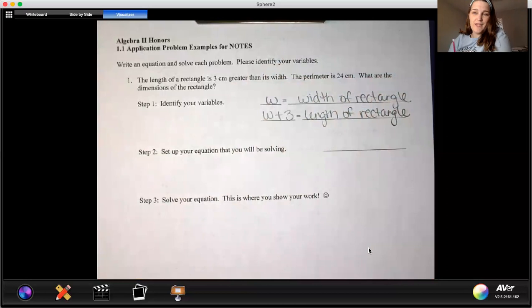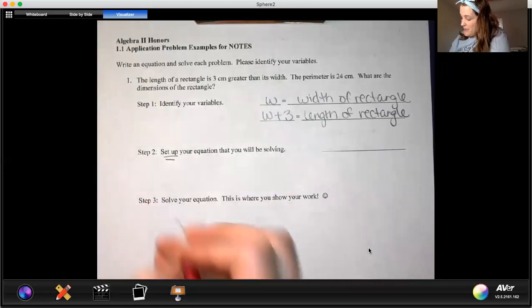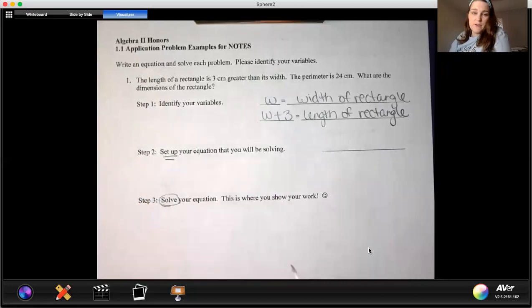Okay. And when we're setting up our variables, you want to make sure that they're specific, okay? Please do not abbreviate anything. Use your space to write it out in detail. Okay, step 2, write or set up your equation that you will be solving. Okay, we gotta set it up. Okay, down here is where we solve. So we're just setting it up here.